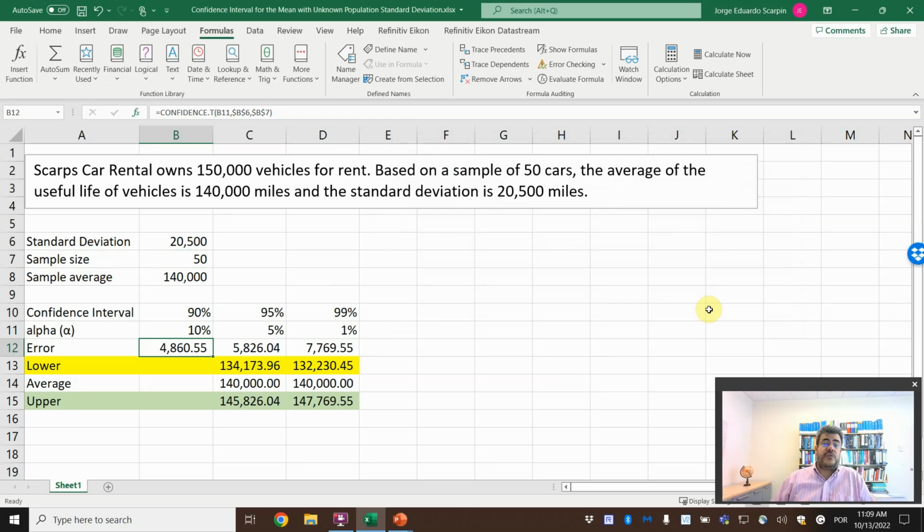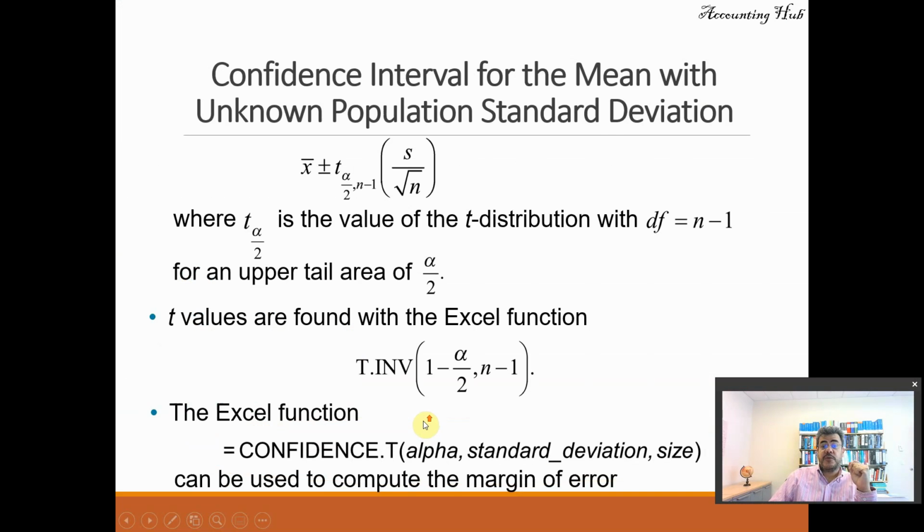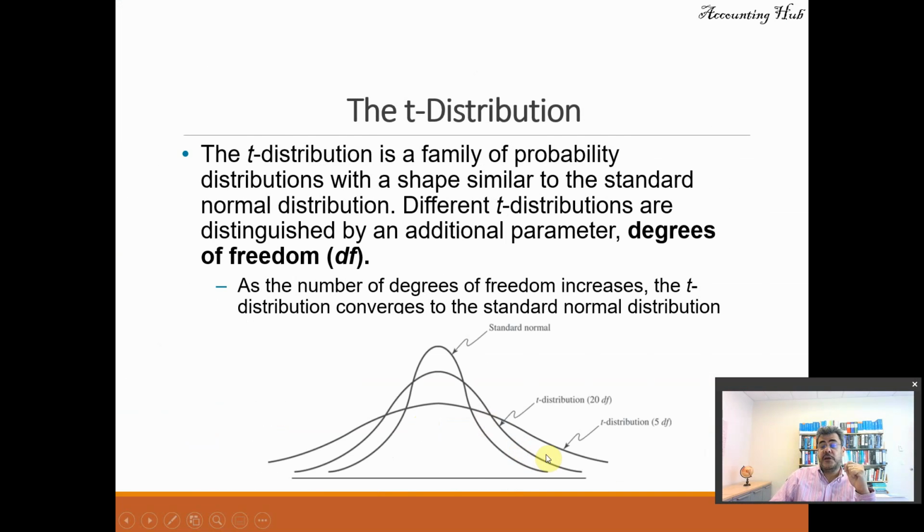So here, 5,850 miles. Because we are looking at the useful life, and we need the useful life for depreciation, for instance. So here for our interval, we need the average, 140. Lower: average minus error, so 135. Upper: average plus error. And remember, guys, the larger this sample here, the closer it goes to the normal. So the error would be lower.